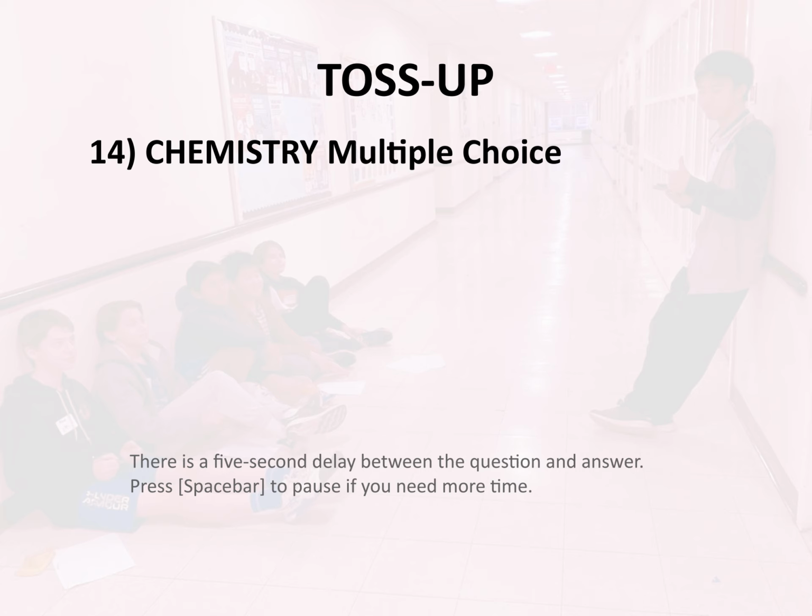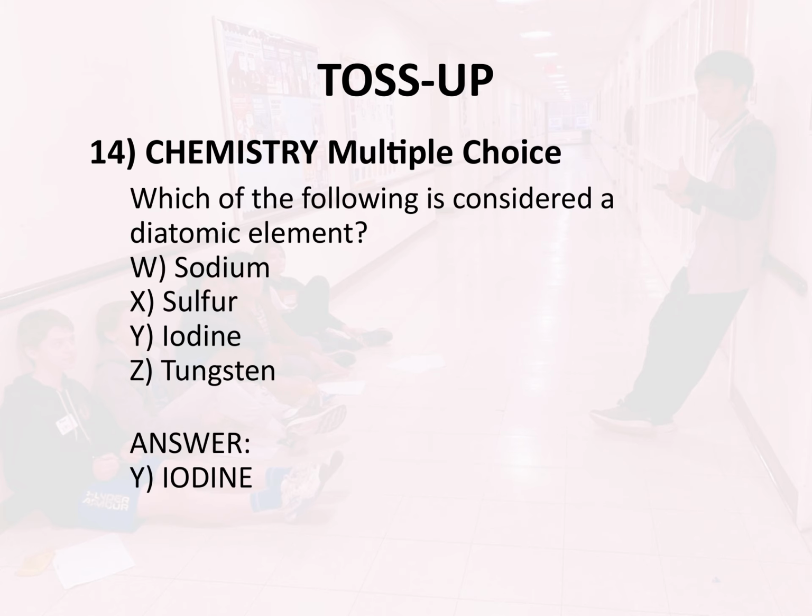Toss-up 14. Chemistry. Multiple choice. Which of the following is considered a diatomic element? W. Sodium. X. Sulfur. Y. Iodine. Z. Tungsten. Answer. Y. Iodine.